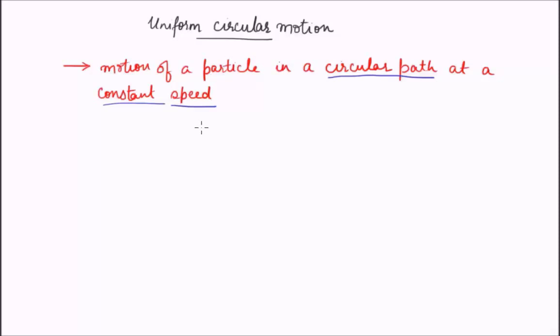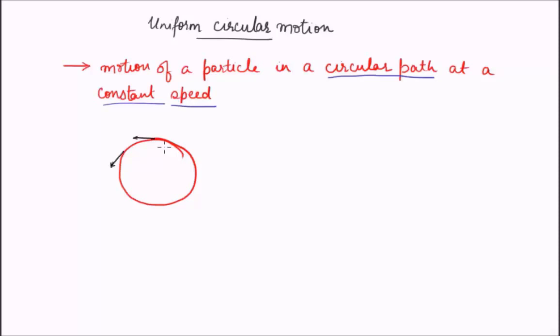Why do I say that the speed is constant and not the velocity? I say so because velocity depends on the direction of motion, and in circular motion the direction of motion is constantly changing. If the motion is in anti-clockwise direction, then the direction of motion is in this direction when it is here, and it is in some other direction when the position of the particle changes. So we can say safely that the velocity is not constant.